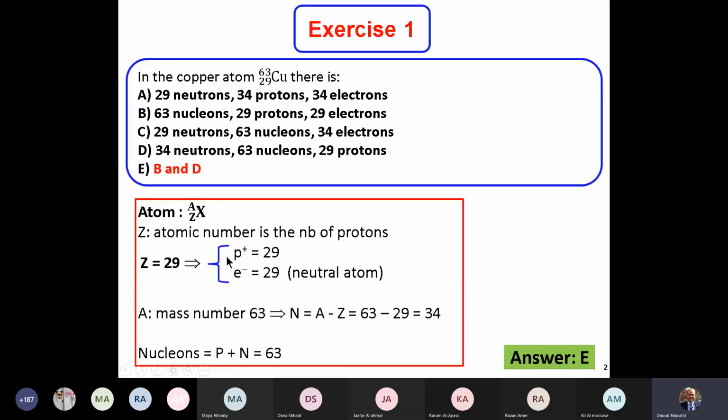So the answer is E, B and D. B: 63 nucleons, 29, this is true. And D: 34 neutrons, 63 nucleons, and 29. So the answer is B and D. So the answer is the part E.